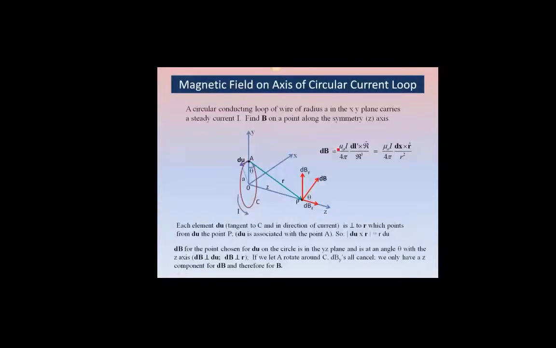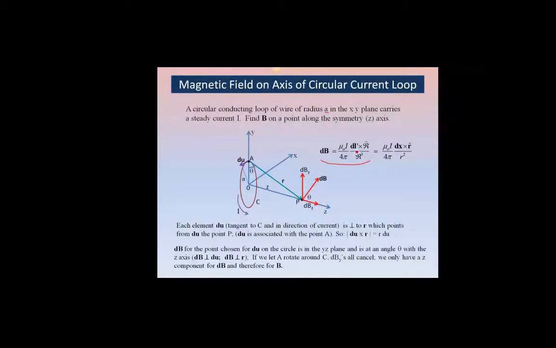Let's take a look at a circular loop. So we have a circular conducting loop of wire, of radius a in the XY plane. This time I put the coordinates like you see here. We've got a steady current flowing in this loop, and we want to find B along the symmetry axis. So we put our point P on the z-axis as we show here. Look at this B then. We have the same equations. These are the same two equations that I gave you before.